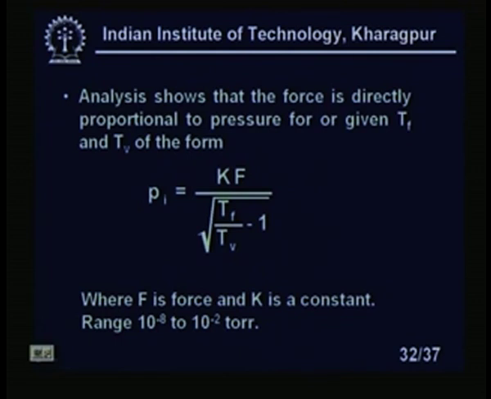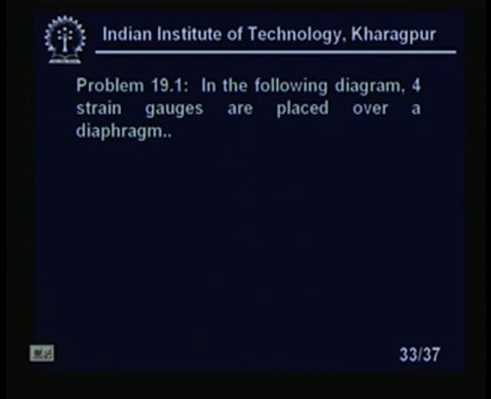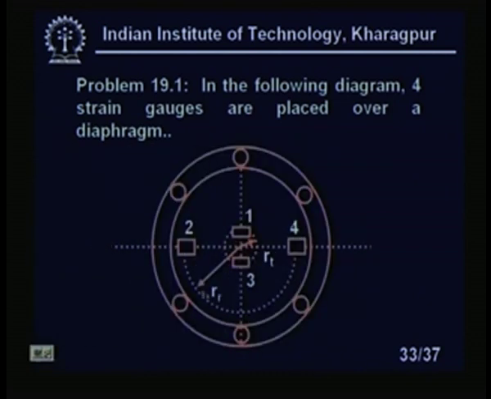So, you can see that low pressure can be measured by this particular type of instrument, right. Now, let us solve a problem on the diaphragm gauge. In the following diagram, 4 strain gauges are placed over a diaphragm. We have seen this already, with Rosettes. Two strain gauges will sense the radial strain, and 2 strain gauges at the center will sense the tangential strain, right.